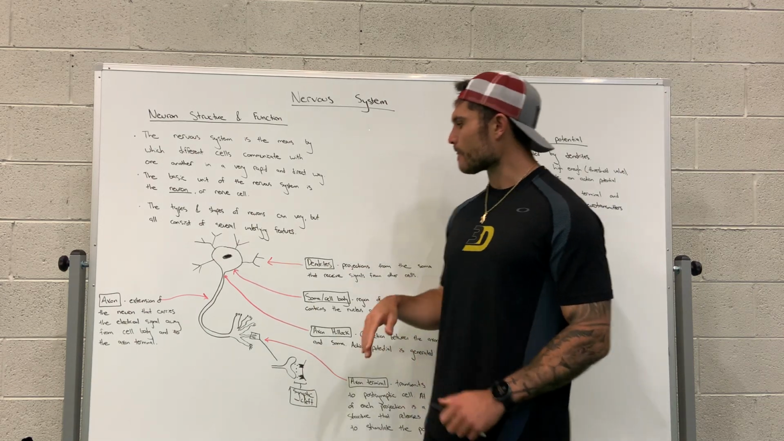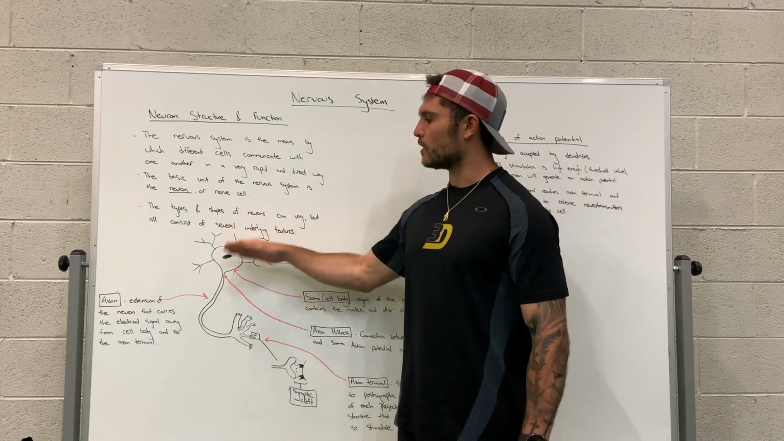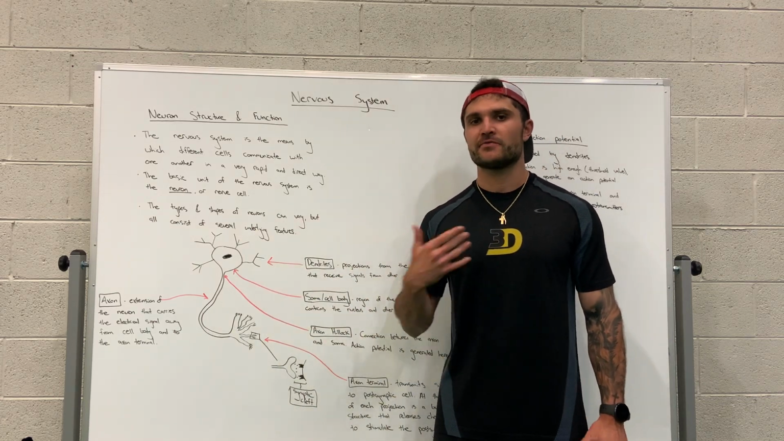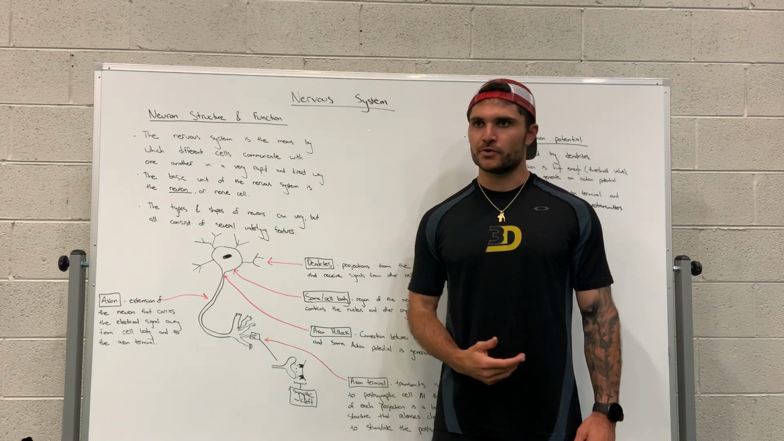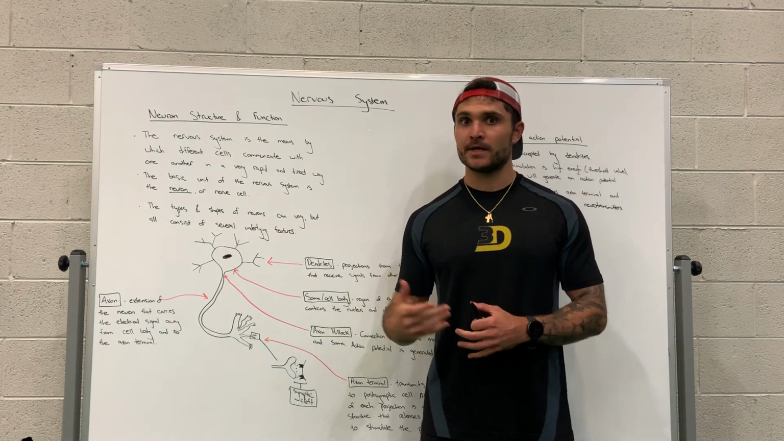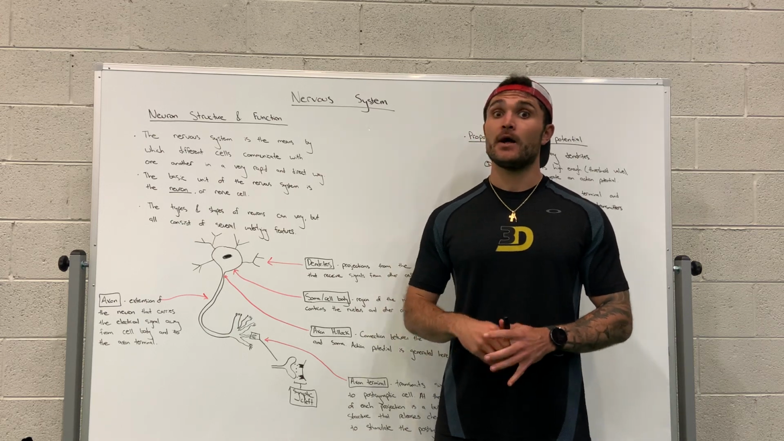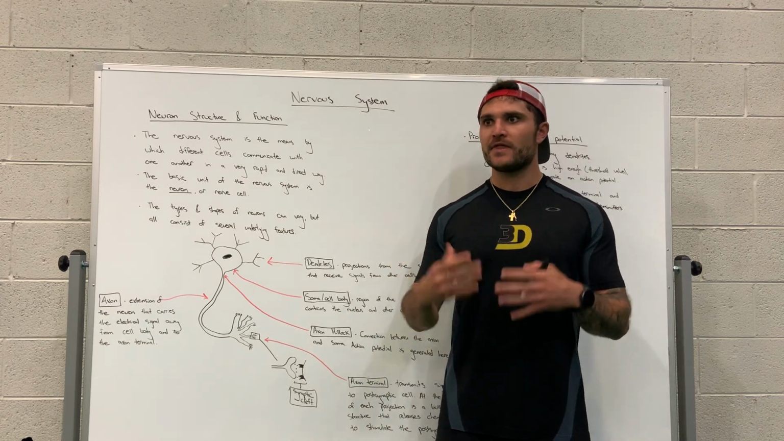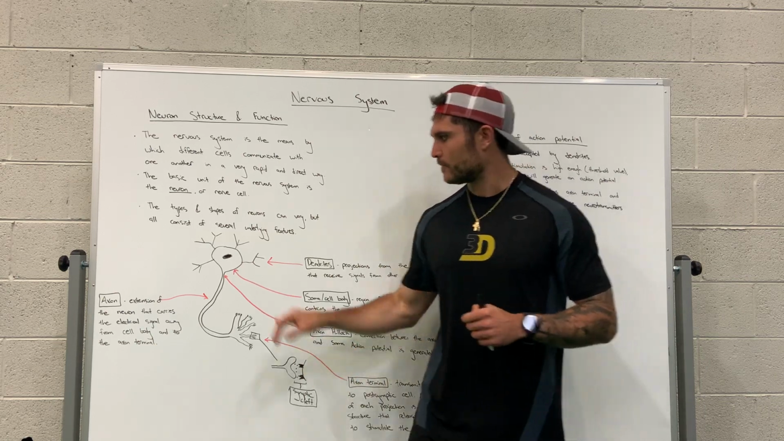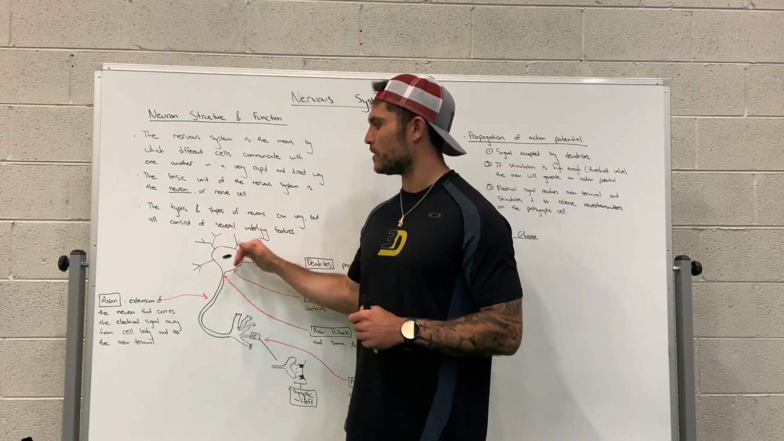Okay? Now, the cell body includes all of the organelles that help the cell survive and thrive. So, for example, mitochondria, endoplasmic reticulum, both smooth and rough, the nucleus, right? Things that help the cell and that are necessary for survival, okay? That is the cell body or the soma.